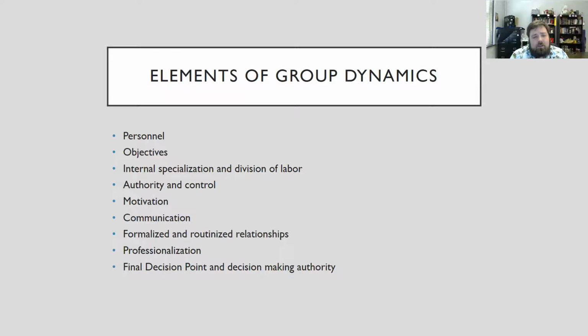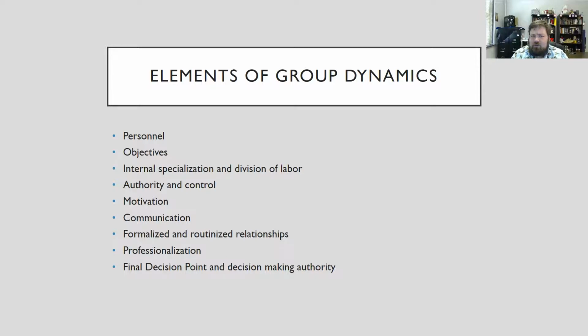Within the group itself, there are some people that will specialize in doing certain things, and who takes care of what parts of the decision is really important. The internal specialization and division of labor within the group are really important to how decisions get made. Who has authority, who actually is in control, really matters. You could have a group of equals, or you can have one guy that makes all of the decisions and maintains the authority and control. These are different ways of going about doing things.